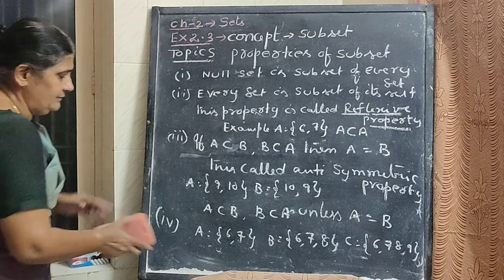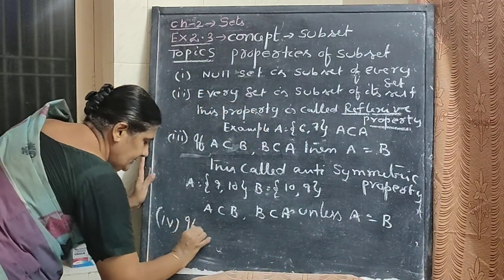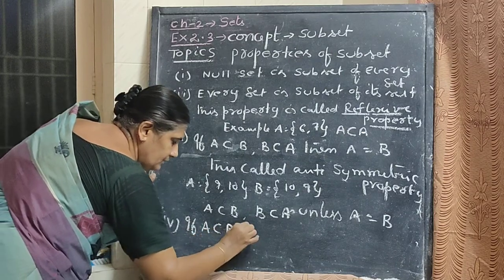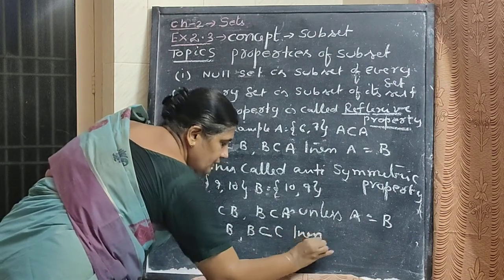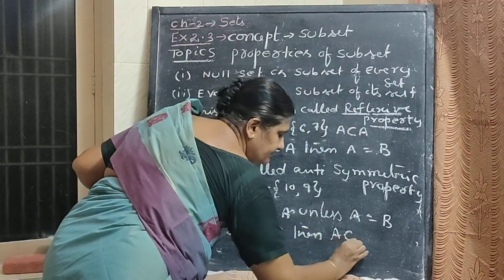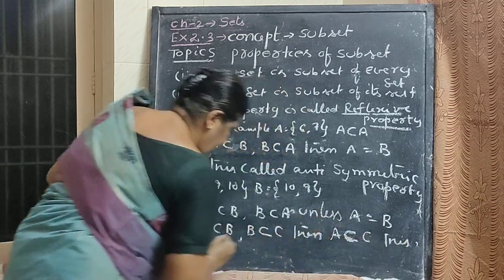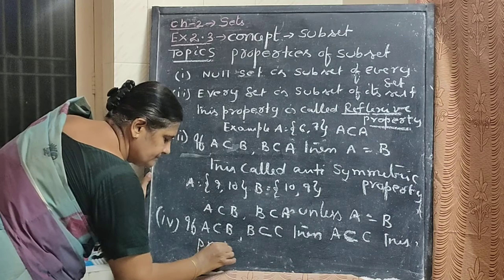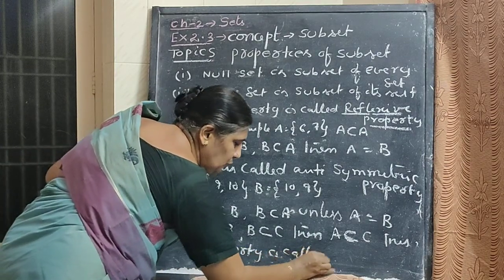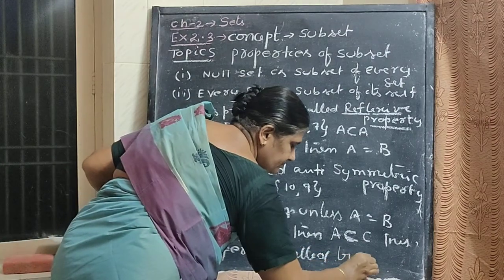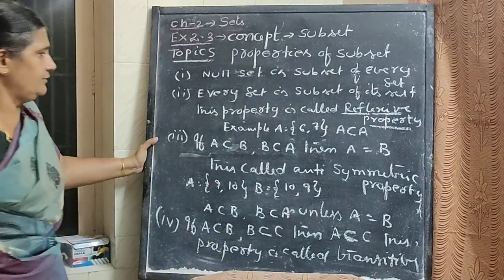So once again listen to the definition. Fourth property: if A is a subset of B, and B is a subset of C, then what must you conclude? A is a subset of C. This property is called transitive property. Transitive property. So once again, transitive.